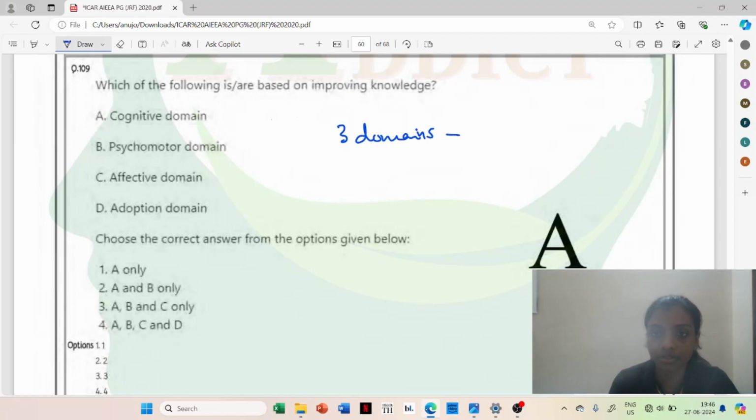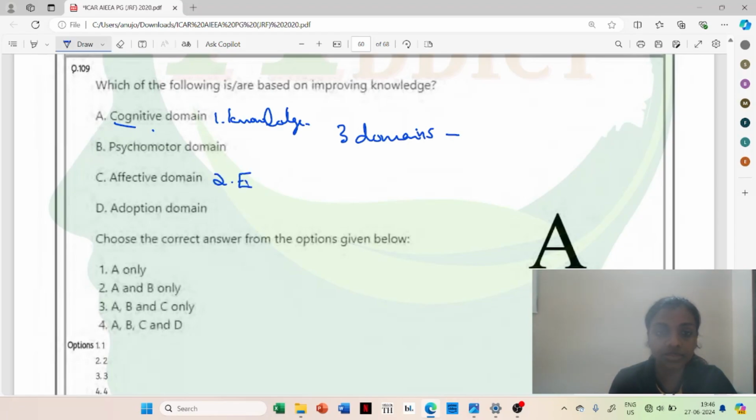Learning has three domains. First one is cognitive domain. Cognitive domain means it deals with the knowledge. So when you're teaching someone, if you're taking a lecture, say for example, what is the technology and how to use the technology, these all will come under the knowledge part. Okay, cognitive domain.